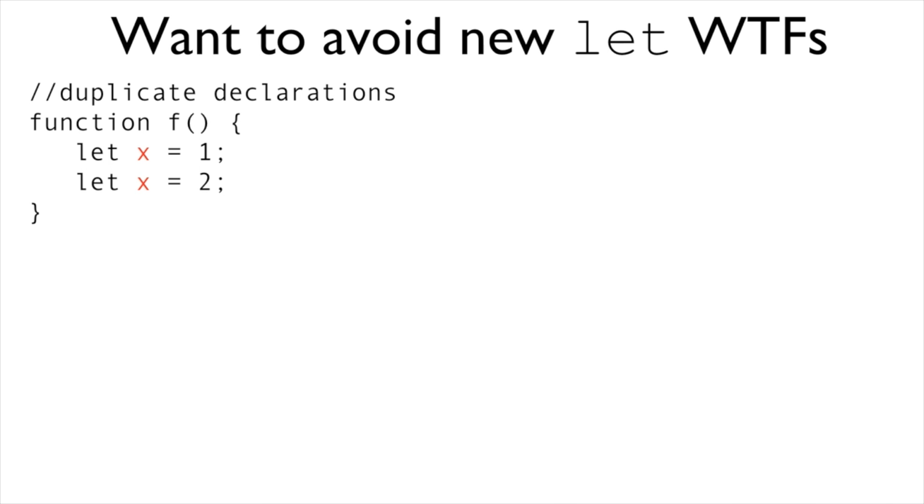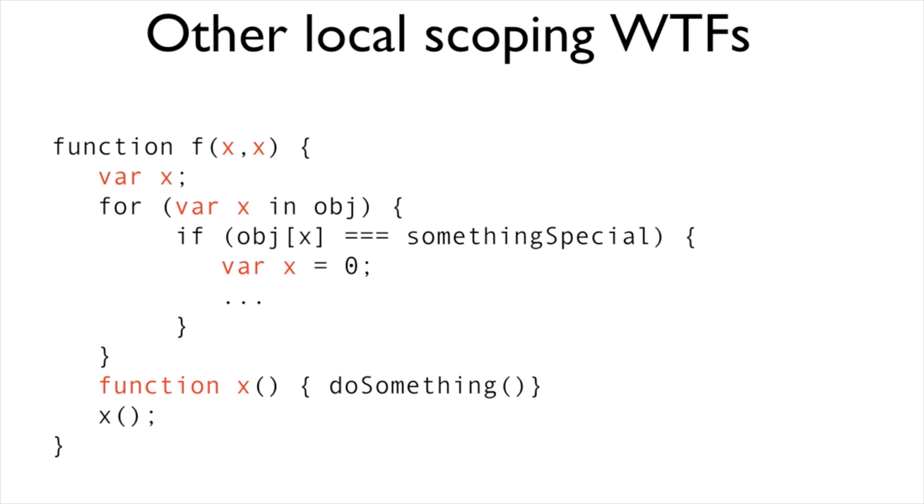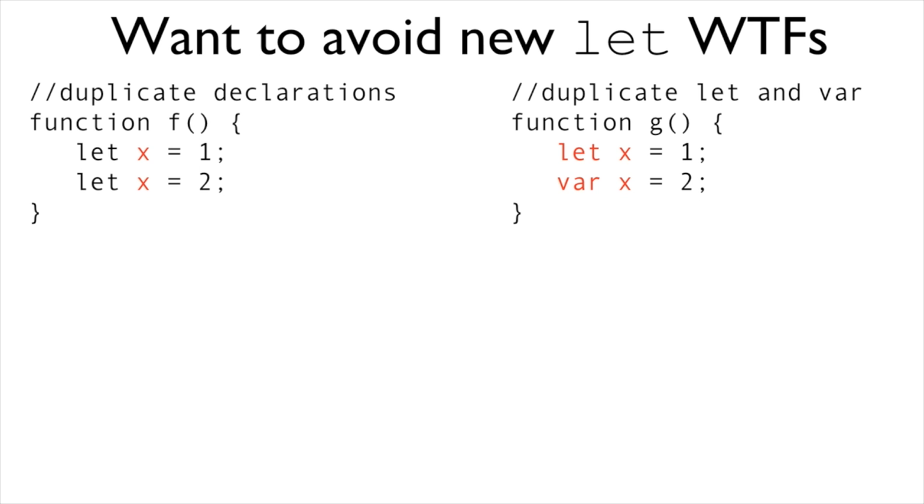So we have to ask ourselves a lot of this in the process. You can think of situations how let might be misused. For example, what happens if you have two lets in the same scope with the same variable name? What happens if you have both a let and a var for the same name? Remember, these are all new things. These are things that couldn't have occurred in earlier versions of the language because let didn't exist.